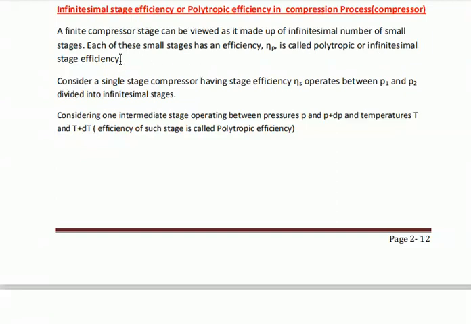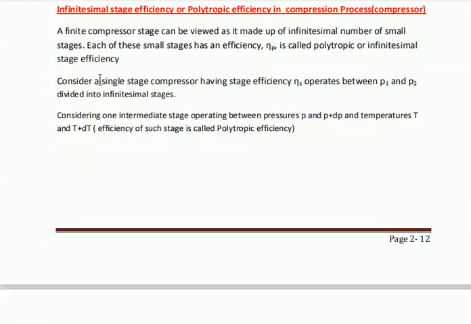infinitesimal stage efficiency. First you can take one finite compressor stage, or finite stage compressor. That stage can be divided into a number of small stages, which we call an infinitesimal number of small stages. Each of these small stages has an efficiency eta p, which is called the polytropic or infinitesimal stage efficiency.